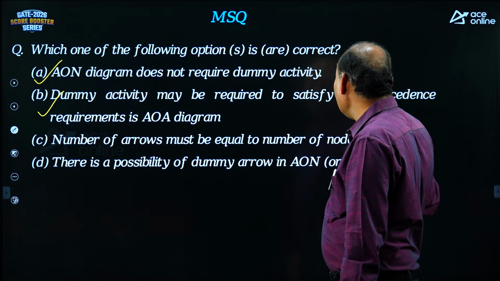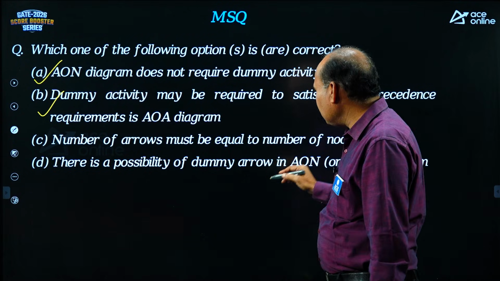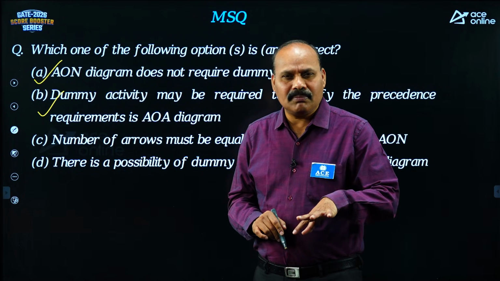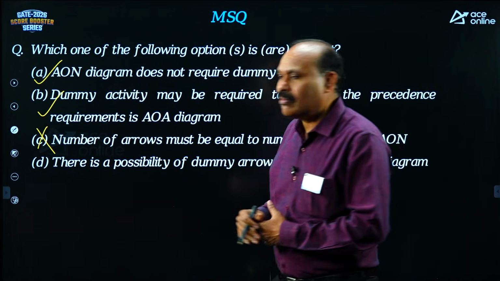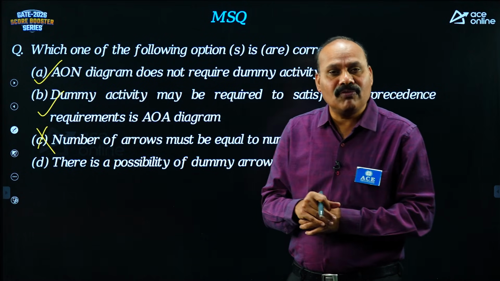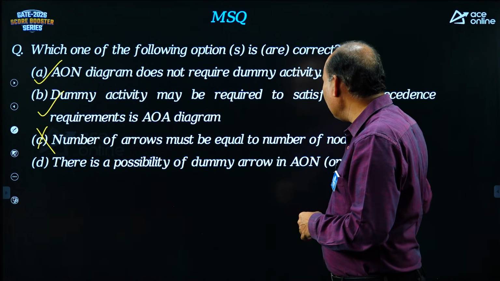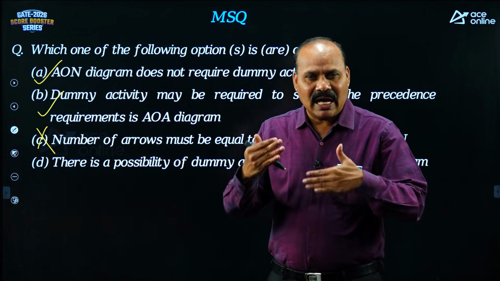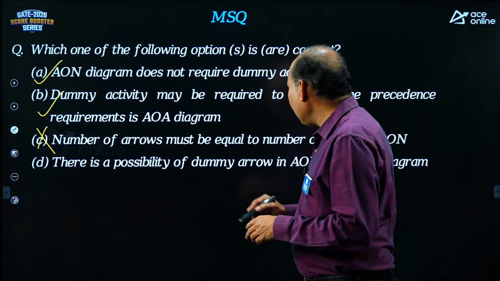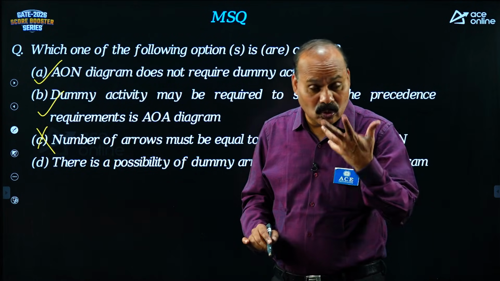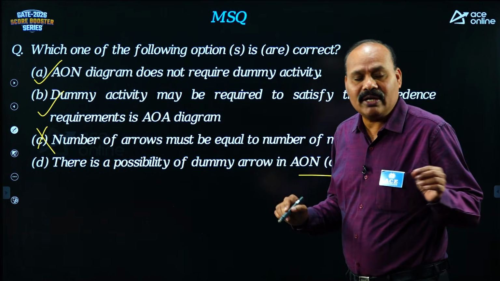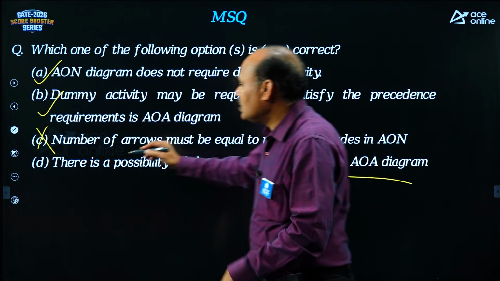C: Number of arrows must be equal to number of nodes in the AON diagram. This is meaningless and absolutely wrong. Number of activities equals number of nodes, but arrows are only connectivity in the AON diagram. D: There is a possibility of a dummy arrow in AON or AOA. Where do we use a dummy arrow? Only in AOA, not AON. So this is wrong.